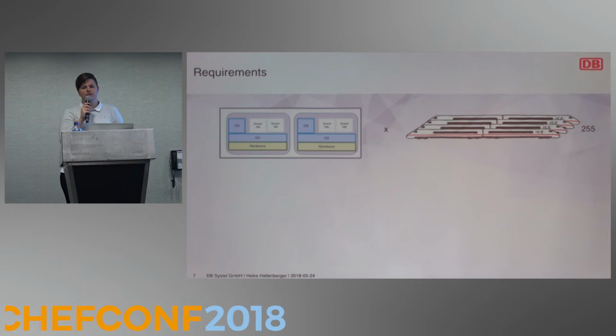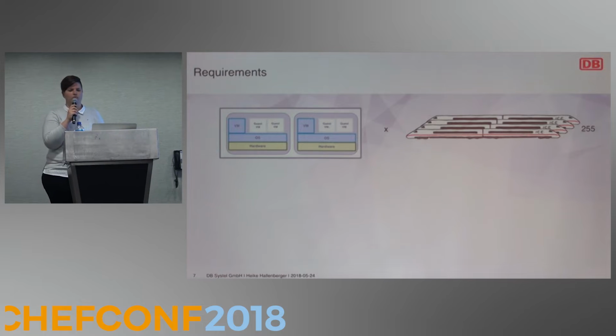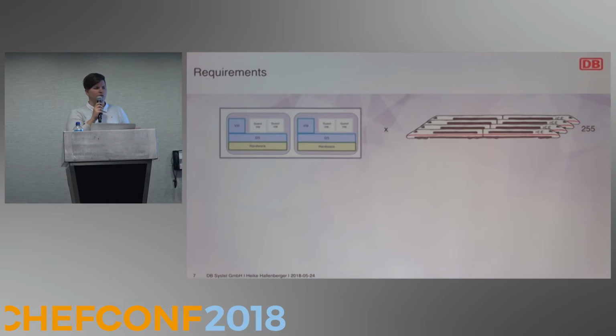So what were the main requirements, and maybe also a bit the special requirements in an environment like that? So, of course, first of all, we have 255 train sets. That would mean 1 platform per train set, and so we're talking about a large number of servers already we had to maintain, and we don't want to do that by hand, so we were looking for a system management tool that could support us doing that.